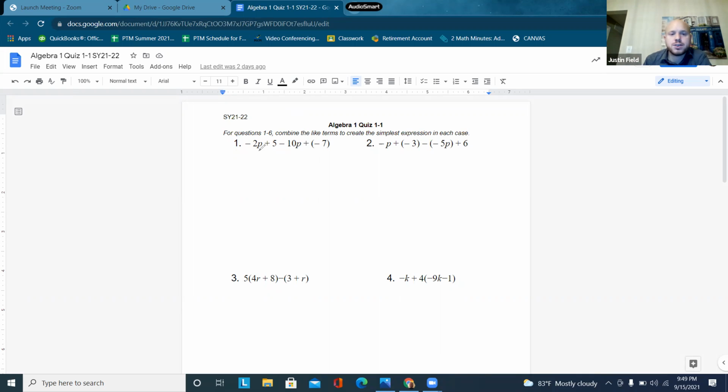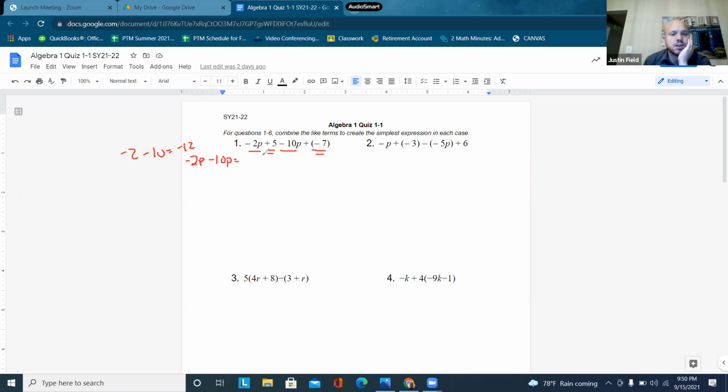What are the like terms? The terms with the variables and the terms without the variables, the numeric terms and the variable terms. Okay, so when we combine variable terms, negative 2p minus 10p, I'm going to do my work off to the side. When I do that, I actually just do negative 2 minus 10. So that would be negative 12.